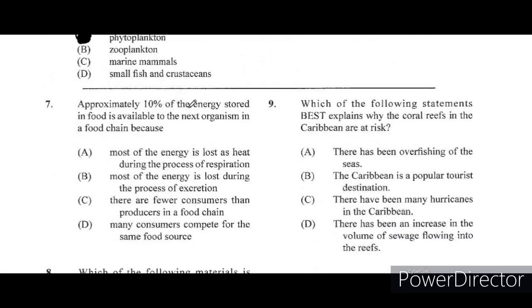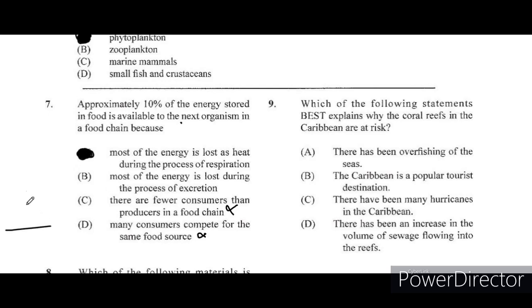Now, approximately 10% of the energy stored in food is available to the next organism in the food chain, because most of the energy is lost as heat during the process of respiration. Most of the energy is lost during the process of excretion. There are fewer consumers than producers in the food chain. Many consumers compete for the same food source. The answer is A. Most of the energy is lost as heat during the process of respiration.